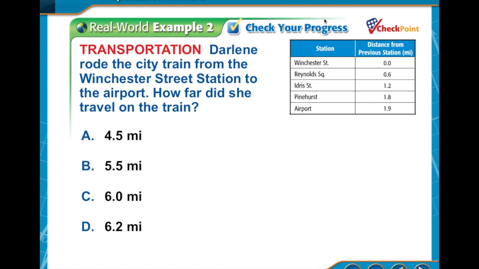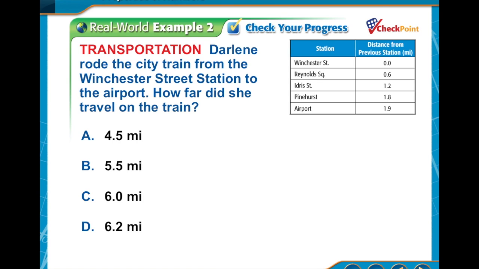So given that there are 5 stations here, they tell us the distance from the previous station here, we can use all these values, add them together, and find out what is the total distance that she traveled on the train? So we need to take this 0, 0.6, 1.2, 1.8, and 1.9 and sum them. So if we do that in a calculator or in our heads, we can figure that out.